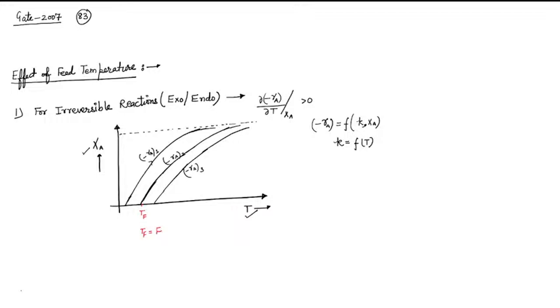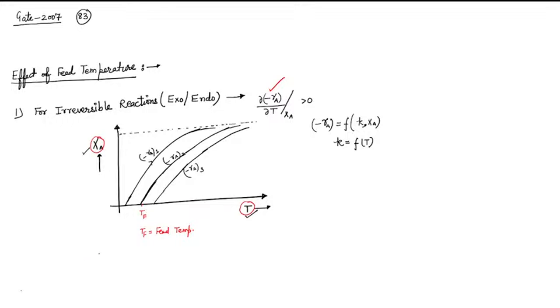TF is the feed temperature. After that, what will be the path of the reaction inside the reactor? How will that be decided? What will be the relation between conversion and temperature? This we will get from the reaction, from stoichiometry, from minus RA. What will be the relation of XA versus temperature? How will we get this?